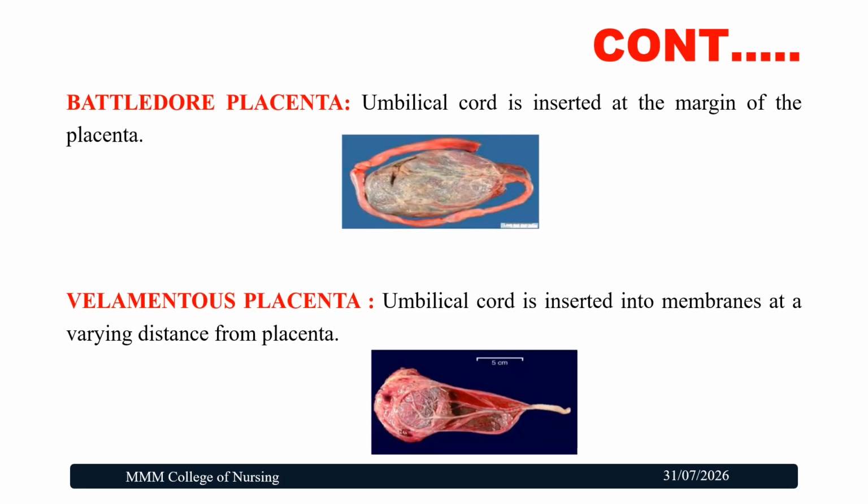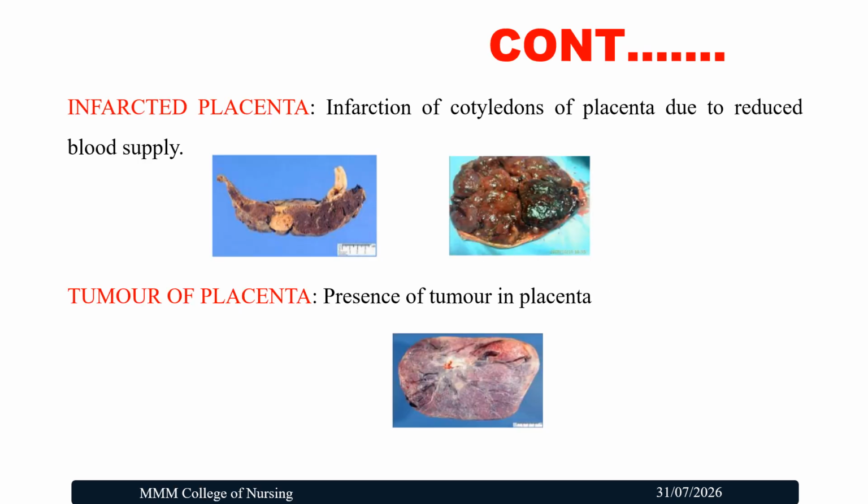Next type is a battledore placenta. Here the umbilical cord is inserted at the margin of the placenta. Next type is a velamentous placenta. Here the umbilical cord is inserted into the membranes at a varying distance from the placenta. Next is infarcted placenta. Infarction of the cotyledons of the placenta happens due to reduced blood supply.